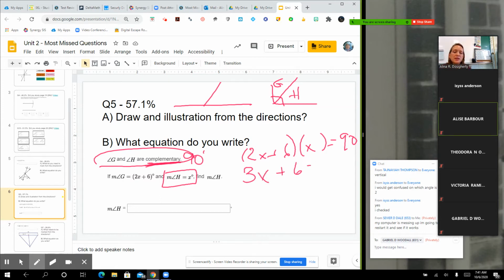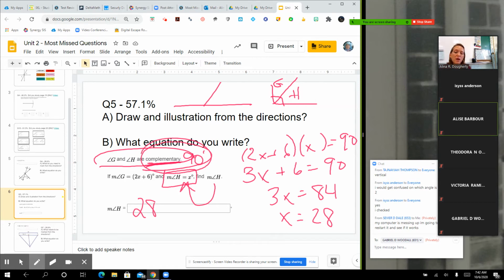3x plus 6 equals 90, and then 3x equals 84, I think. And then 84 divided by 3, x equals 28. And because angle H is x, if we substitute the 28 in for x, we get 28. So a lot of people got messed up here because they set these equal to each other. They forgot to read the complementary.